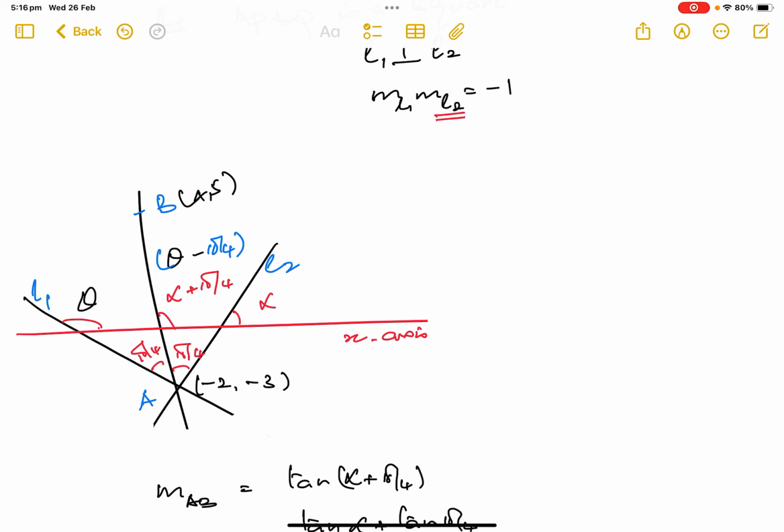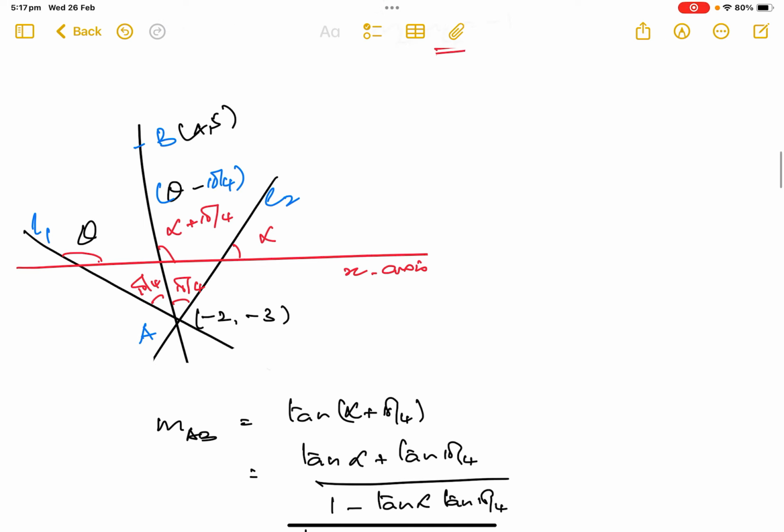I just draw an x line, the x-axis. Then L1 and L2 cut the x-axis, and AB cuts the x-axis. So just take the angle between L2 and the x-axis, say alpha, and between L1 and the x-axis, theta. So tan alpha is the gradient of L2, and tan theta is the gradient of L1. Let's keep it that way.